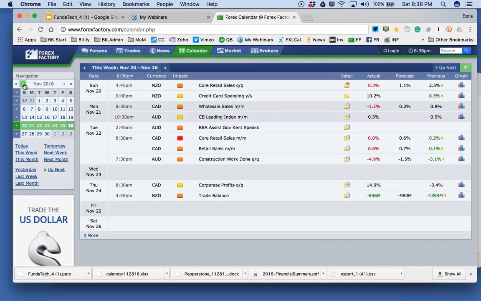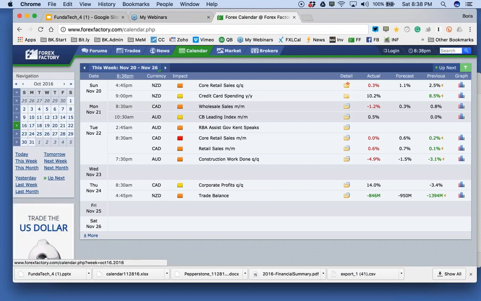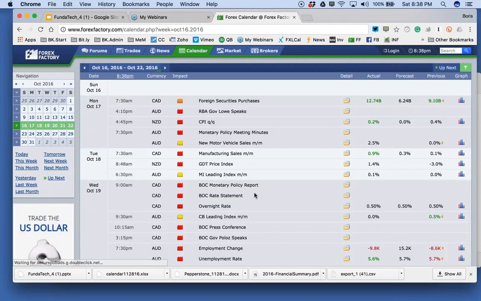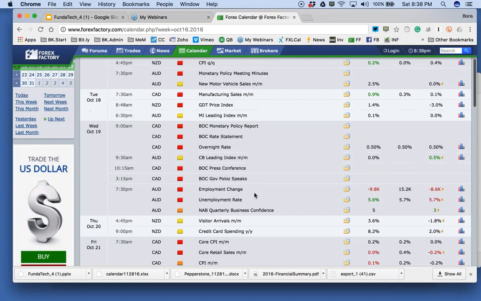Let's go to the calendar, and I'll go back to October. So October 19th, you can see, for example, everybody sees this. This is the employment change in Australia on the 19th of October. It was negative, right? It's a negative report. The market was expecting 15,000 gains, and it came in at a 9.8 decline. Big shock, negative employment report, right?